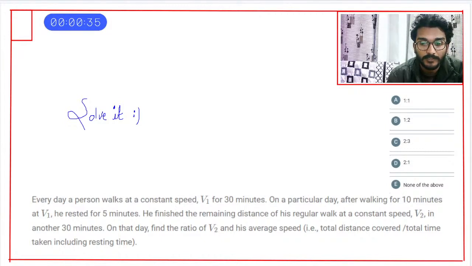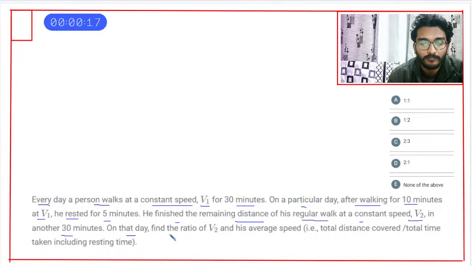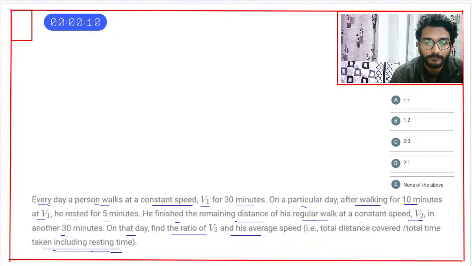All right, so let's solve this question. Every day, a person walks at constant speed of v1 for 30 minutes. On a particular day, after walking for 10 minutes at v1, he rested for 5 minutes. He finished the remaining distance of his regular walk at a speed of v2 in another 30 minutes. On that day, find the ratio of v2 and average speed. And in average speed, you have to take the resting time also.